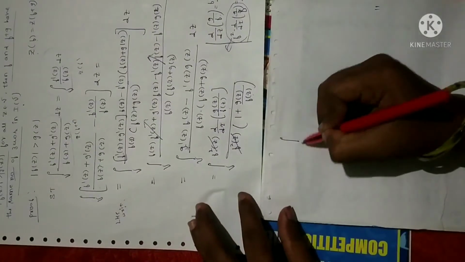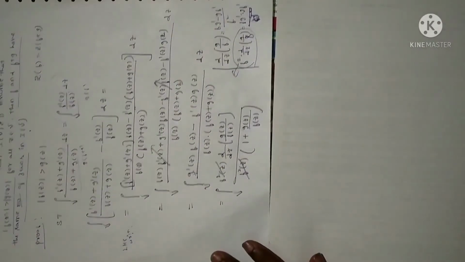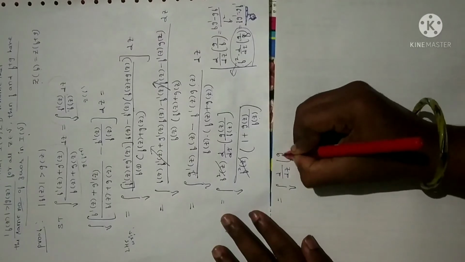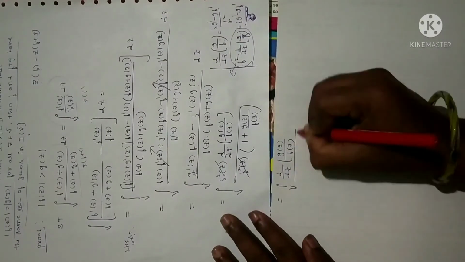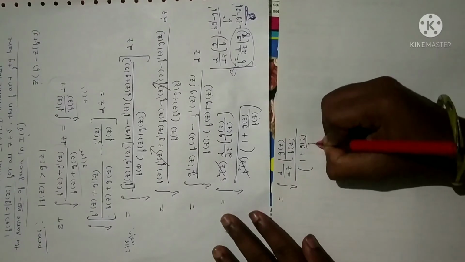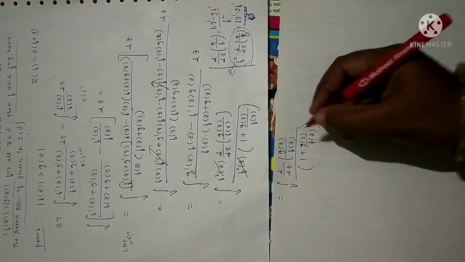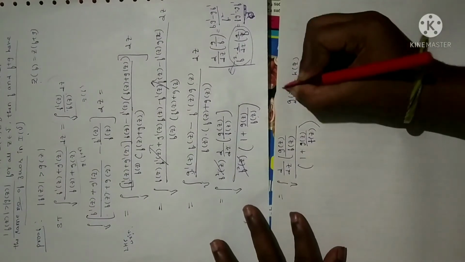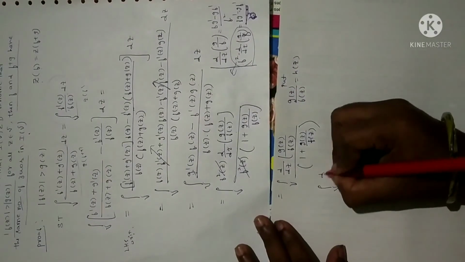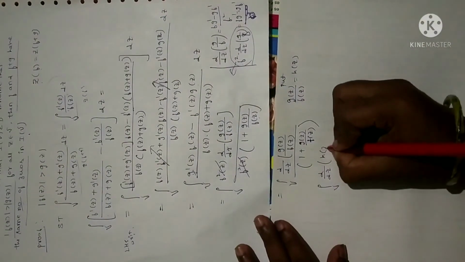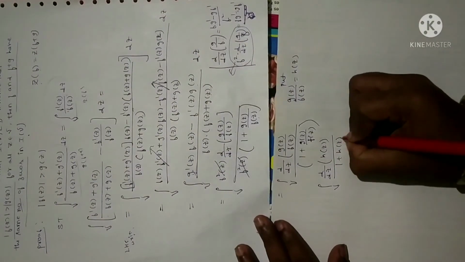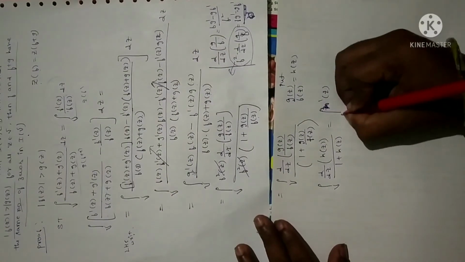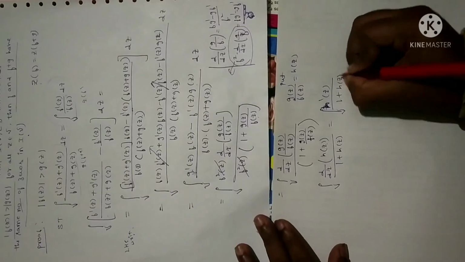Integral over gamma. See here what you have in the numerator: d by dz of g of z divided by f of z, divided by 1 plus g of z by f of z. Right? Now what I'm going to do is replace g of z divided by f of z with h of z. Fine. So you will get integral over gamma d by dz of h of z divided by 1 plus h of z. So d by dz of h of z is none other than h dash of z. Right? Integral over gamma h dash of z by 1 plus h of z into dz.